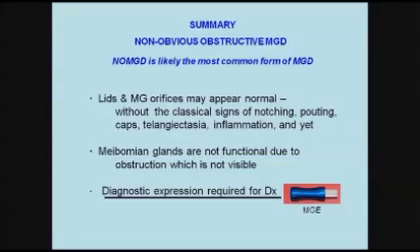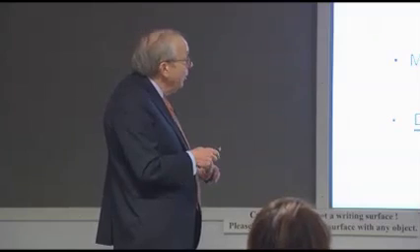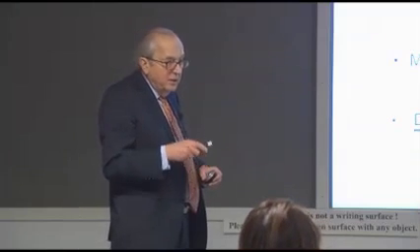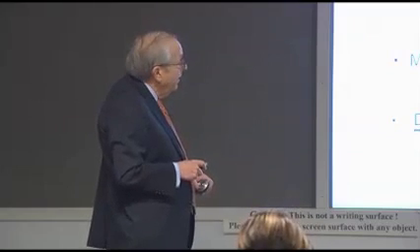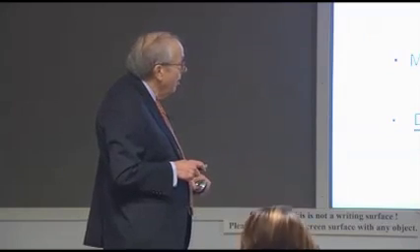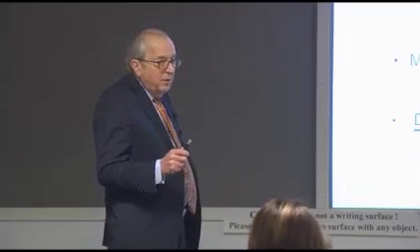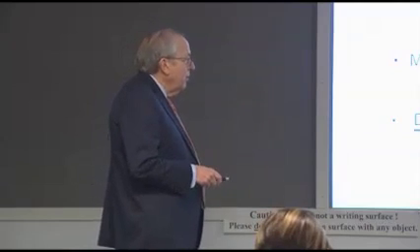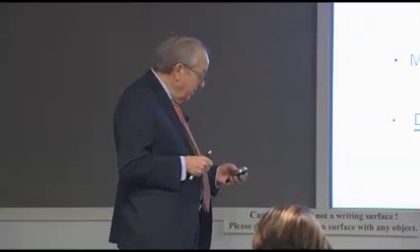So if we're going to summarize non-obvious obstructed MGD, it is the most common form of MGD. Now, MGD is the most common form of all dry eye as the root cause, but non-obvious MGD is the most common form of evaporative dry eye. And lids and MG orifices may appear normal without all of these classical signs, but the Meibomian glands may not be functional, and the only way you can diagnose that is with pressure, by determining whether or not the gland is or is not functional.